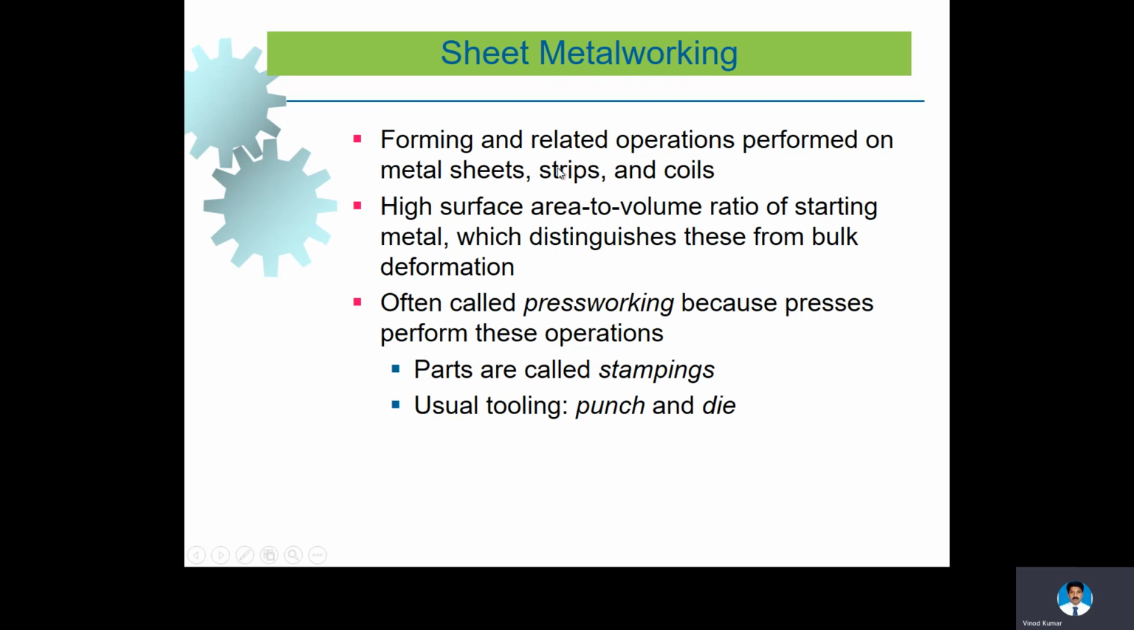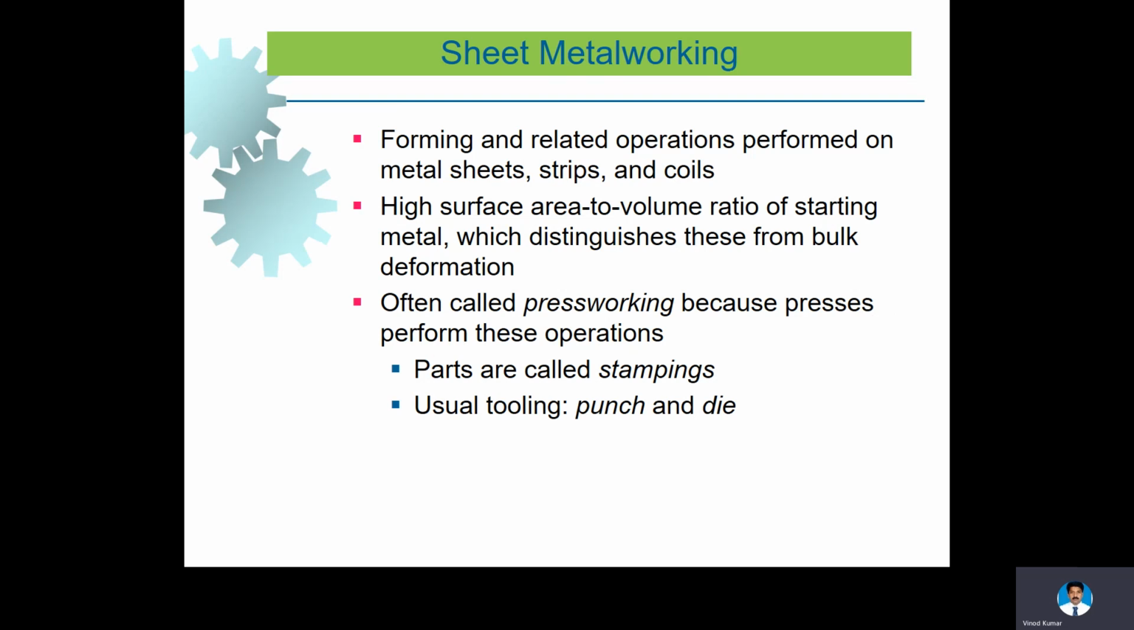Now we go to sheet metal working. Forming and related operations performed on metal sheets is called sheet metal work. Any operation or process done on a metal sheet, strip, or coil is called sheet metal working. As I explained before, we have two types of forming operation. One is bulk deformation, which means the deformation will be massive. And the second one is sheet metal working.